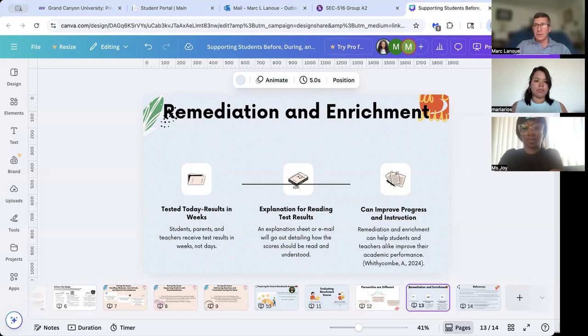Teachers, instructors can improve progress in instruction by recognizing that maybe remediation efforts are necessary or enrichment opportunities are necessary for students, depending on what happens during those benchmark tests.